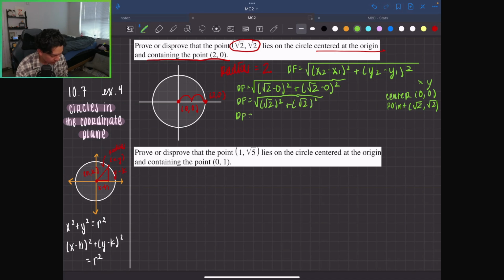So root 2 squared. So root 2 times root 2 is the same thing as root 4, which equals 2. So root 2 squared is just 2. So the square root of 2 plus the same thing again, plus 2.